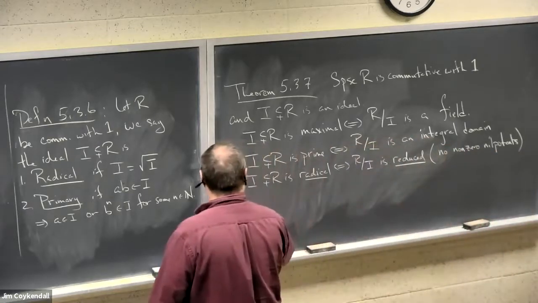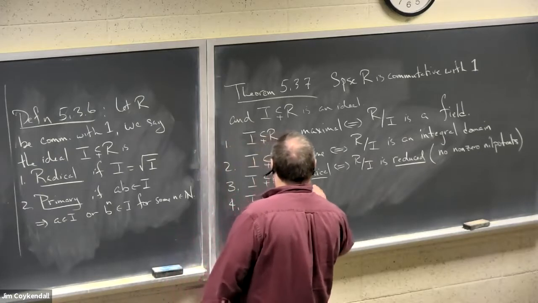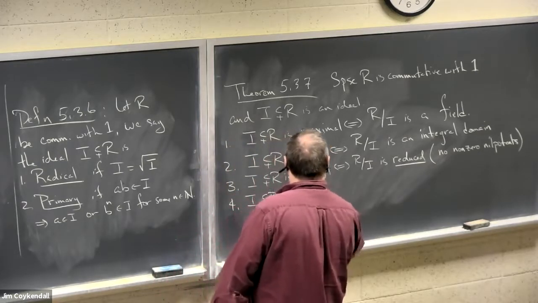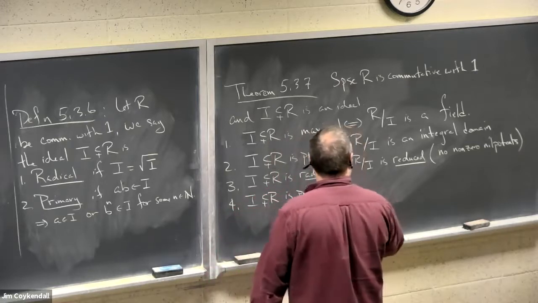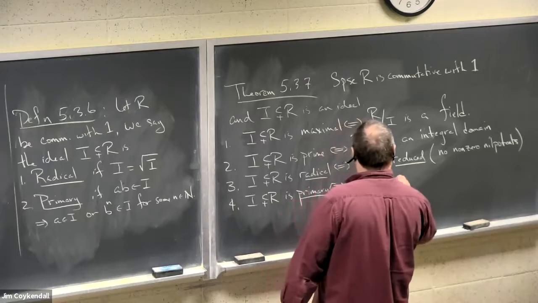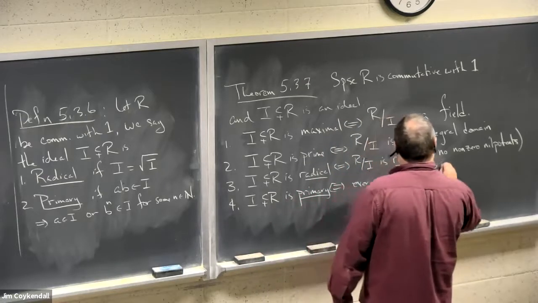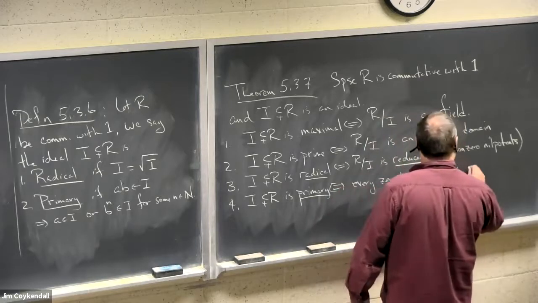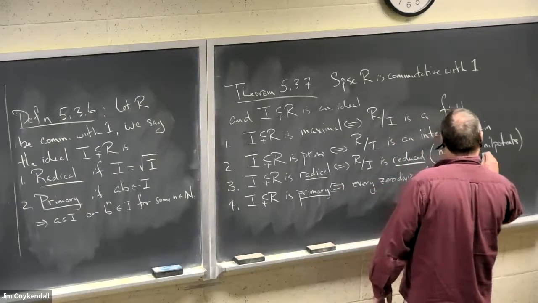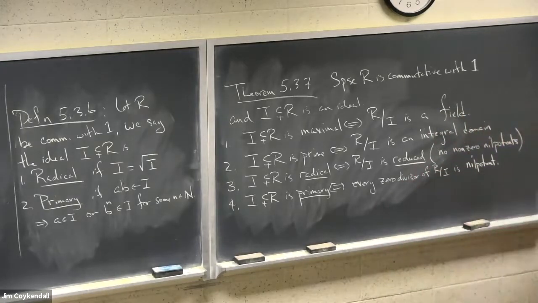And 4, I in R is primary if and only if every zero divisor in R mod I is nilpotent. This one's sort of the opposite. What this one says is every zero divisor is nilpotent.